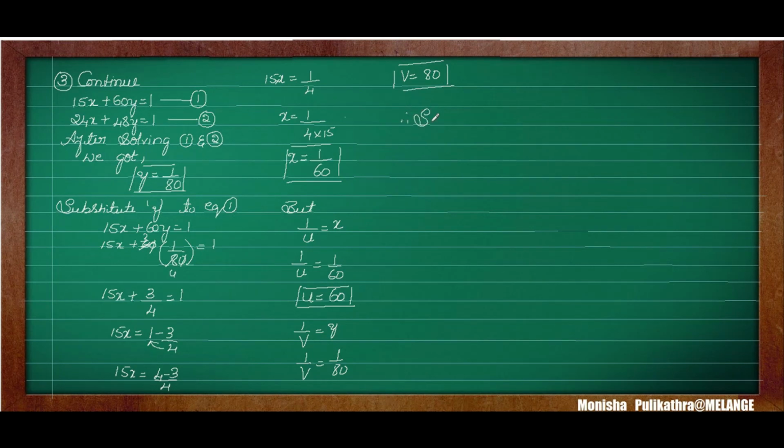Therefore, the speed of the train, u, is equal to 60 km per hour, and the speed of the bus, v, is equal to 80 km per hour.